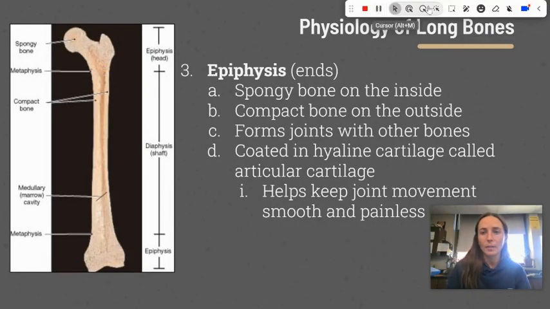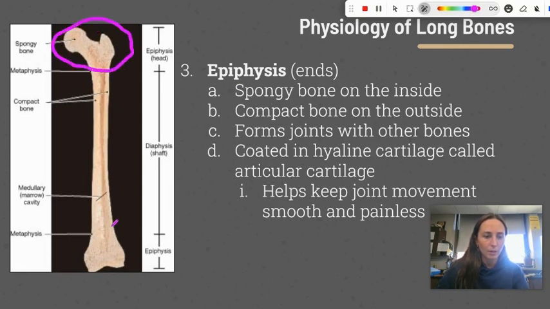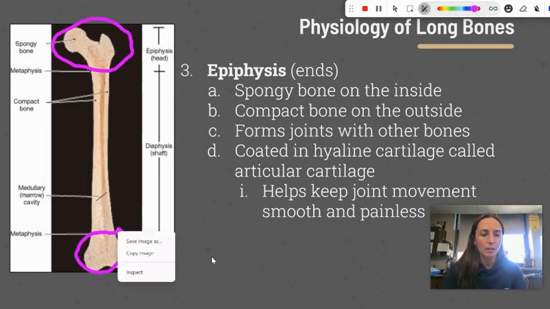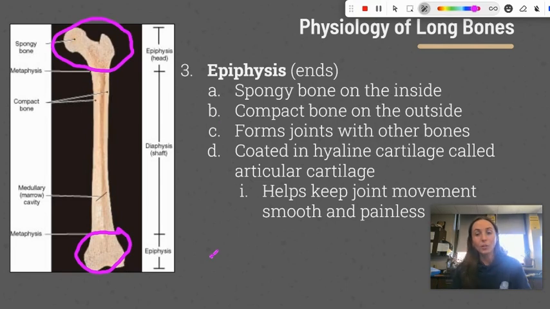So when we're just talking about the ends here, the ends of the bone, the epiphysis, so that's just really like this whole end of the bone, also on the other side, right? This part's gonna have spongy bone on the inside and compact bone on the outside. We'll take a look at exactly what that looks like. This is where we can form joints with other bones.